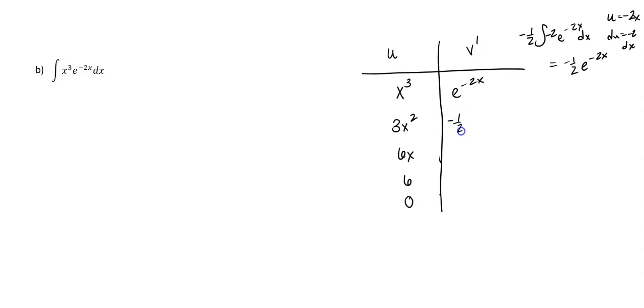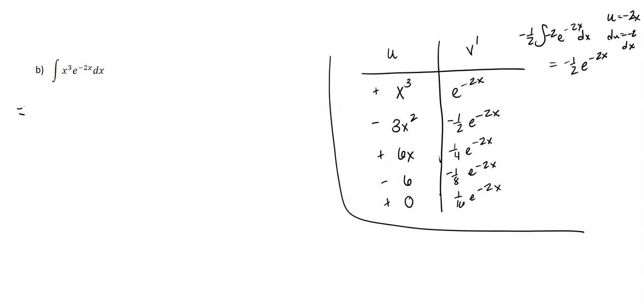So repeating that pattern, I have negative 1/2 e to the negative 2x. Negative 1/2 times negative 1/2 will give me 1/4. Multiplying again, I'll get negative 1/8. And multiplying again, I'll get 1/16. You know you're done here because you've run out of rows from your u. Don't forget to alternate your signs.